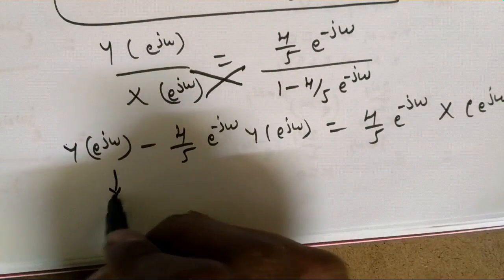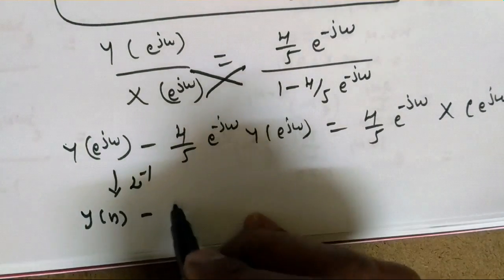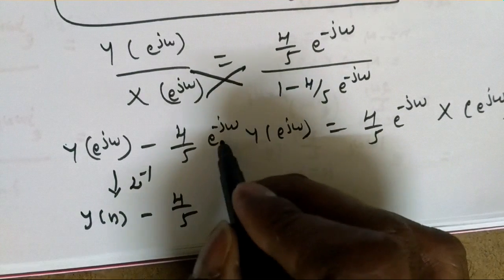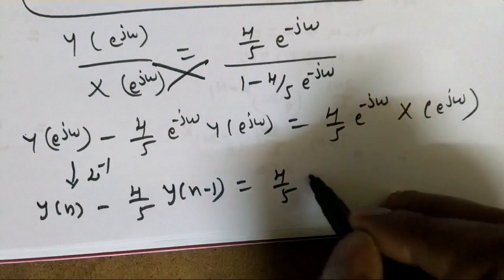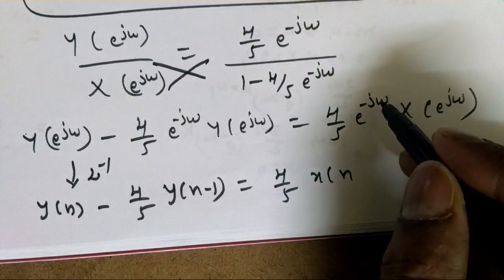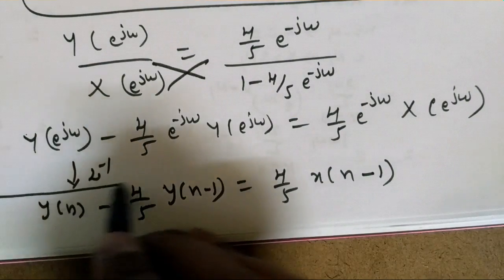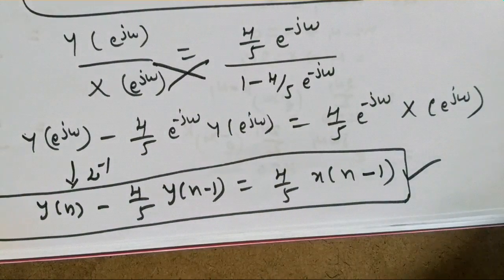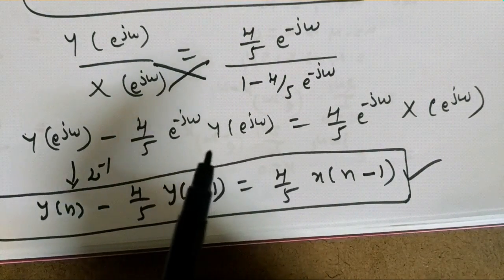Now if I take the inverse Fourier transform, Y(e^jω) will become y[n]; minus constant is constant only. Y(e^jω) is y[n], but there is an e^(-jω n0), and that is shifting, so one time. So y[n] minus 1 is equal to 4/5 x[n], but there is an e^(-jω n0), so it will be n minus 1. So this is the difference equation. Once we know H(e^jω), the difference equation is very easy to find. Just cross multiply, then take the inverse Fourier transform.